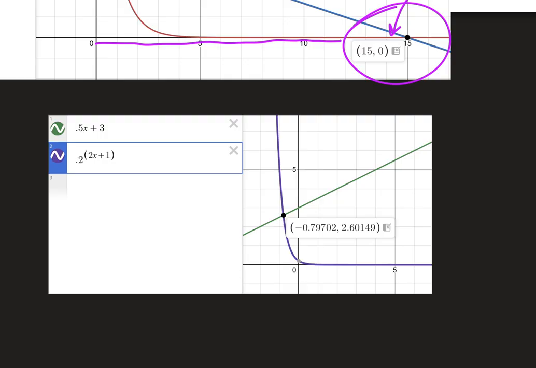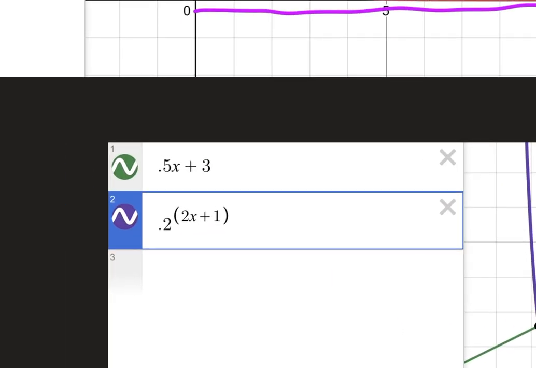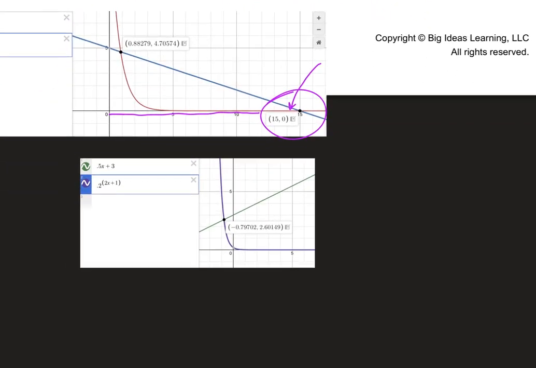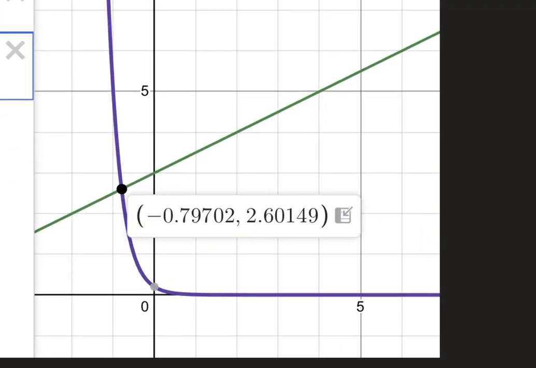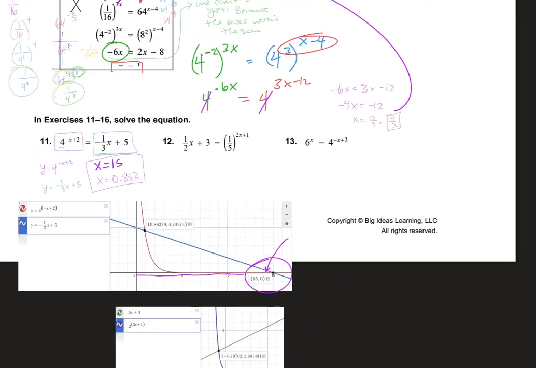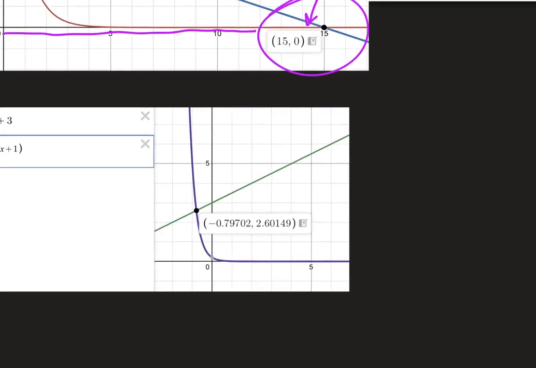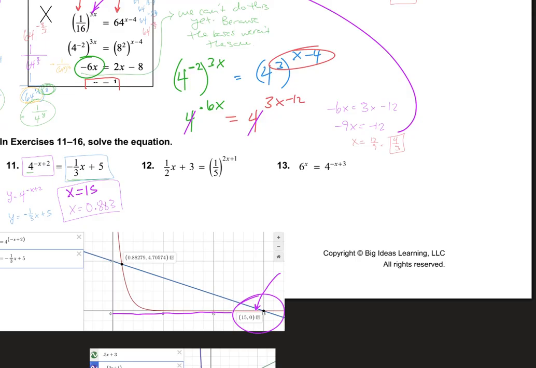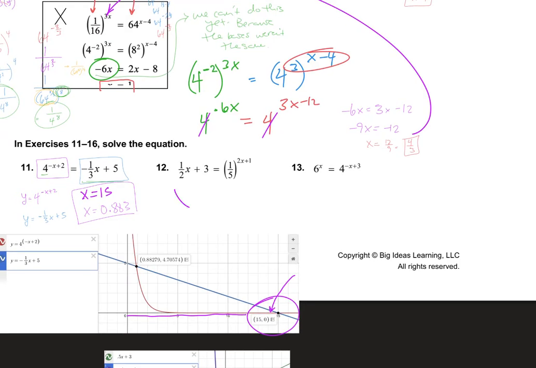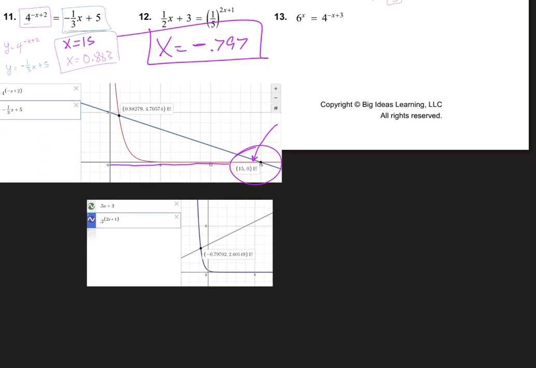Here we go. There was the 1/2 x plus 3, and notice mine says 0.2 because that's what 1/5 is, and it crosses at negative 0.797. We don't care about what the y is because these will be equal whenever x equals negative 0.797. That's our answer for 12.